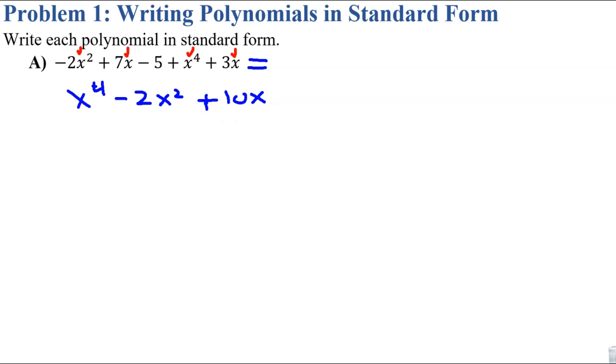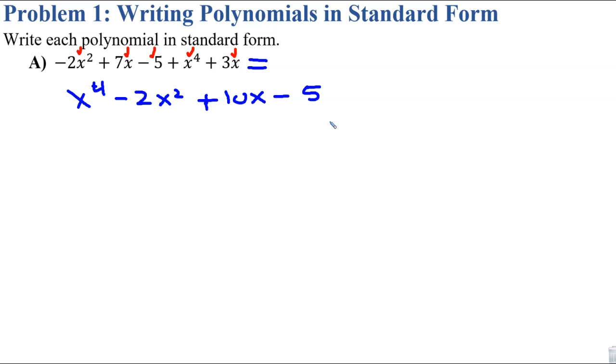And then finally, we have my constant term, just the number without the x, the negative 5. I'm going to check that off again to make sure I'm not missing anything. Minus 5. All right, I'd say that this polynomial is now in standard form. The degrees decrease from left to right, starting at the highest, ending with the constant term, or the lowest degree.